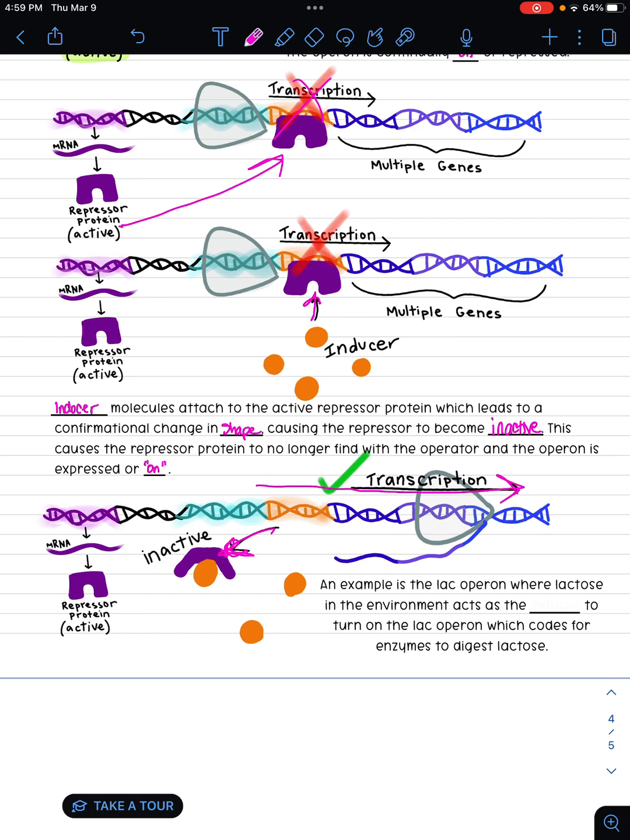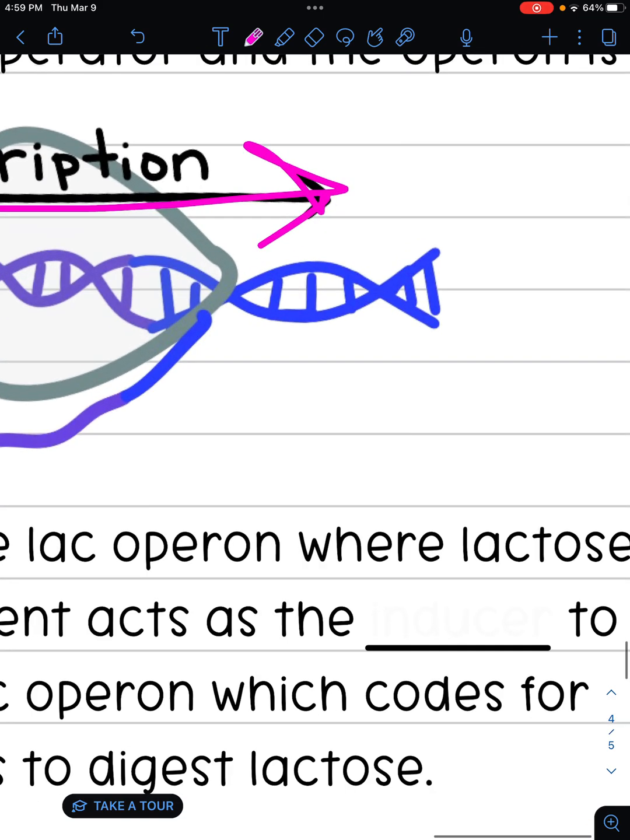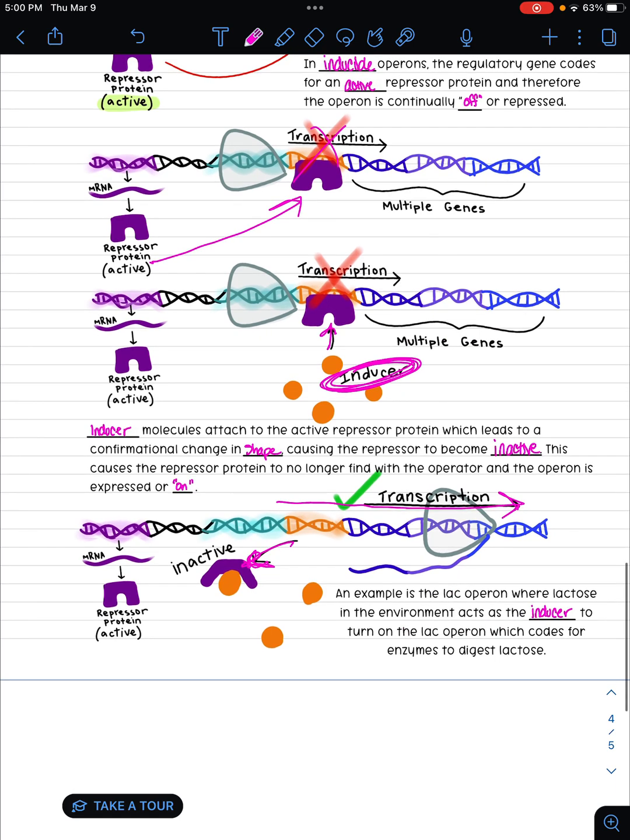An example of this is called the lac operon, where lactose in the environment acts as the inducer to turn on the lac operon. So guess what? What turned this on? The inducer. Okay, so this is going to act as the inducer, just like the person walking down the aisle in your local grocery store is acting as the inducer to turn those lights on, right? Same thing happens here.